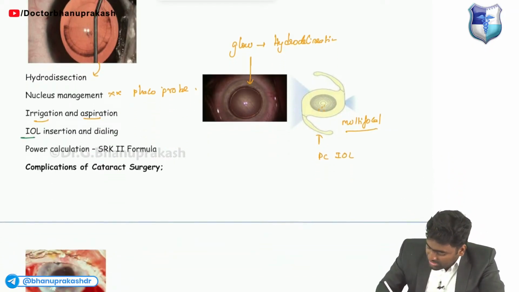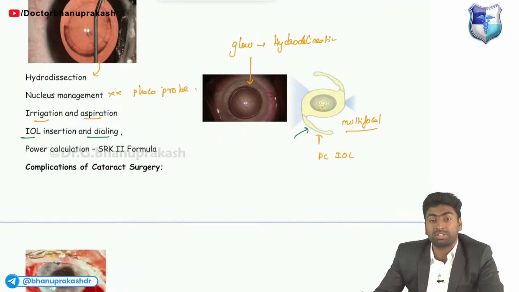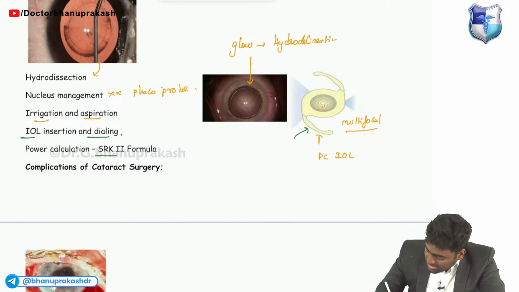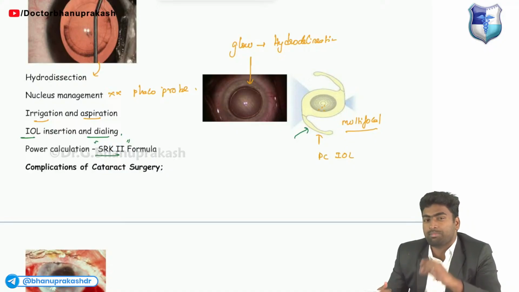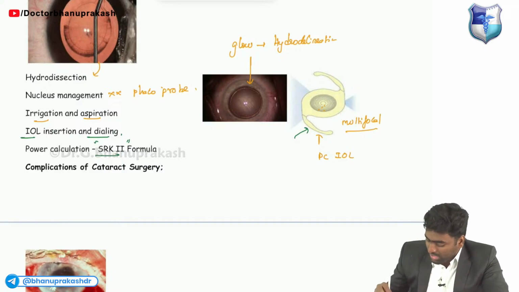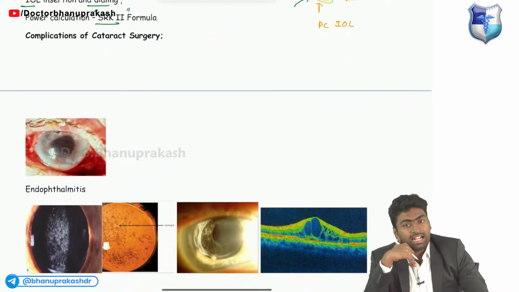And this is the IOL insertion and finally draining. And for calculation of power, how much this posterior chamber IOL should be kept will be calculated based on the SRK formula. Now we are using the SRK 2 formula, based especially on the axial length. Okay, remember axial length.